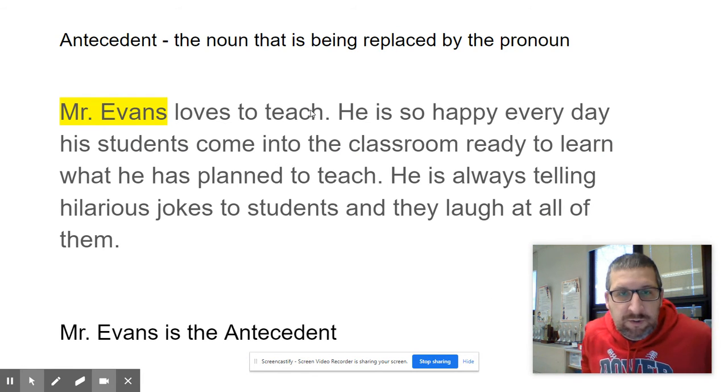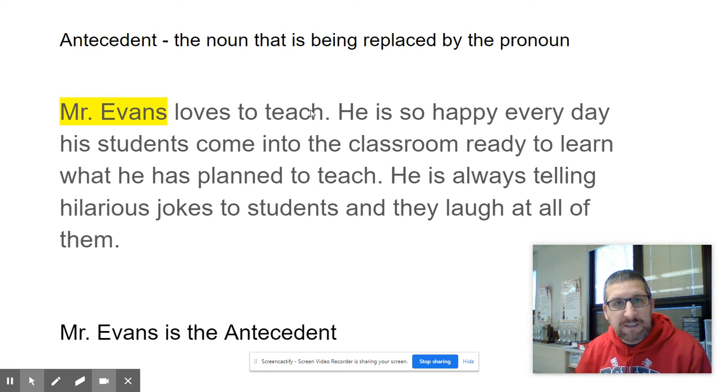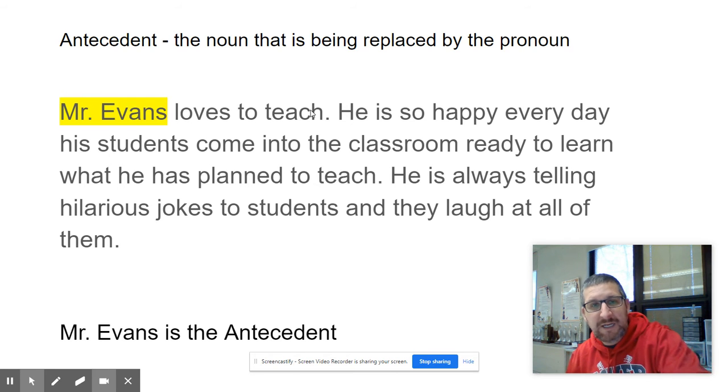After you're done pausing, we'll go to the next slide, and underneath in your journal, you'll want to write the definition of the antecedent. The antecedent is the noun that is being replaced by the pronoun. So I've highlighted Mr. Evans. Mr. Evans is the antecedent throughout this whole paragraph because he and his are taking the place of it. Remember, the first paragraph was Mr. Evans, Mr. Evans, Mr. Evans. Well, we don't have Mr. Evans in there all the time anymore. So it's the antecedent being replaced by the pronoun.